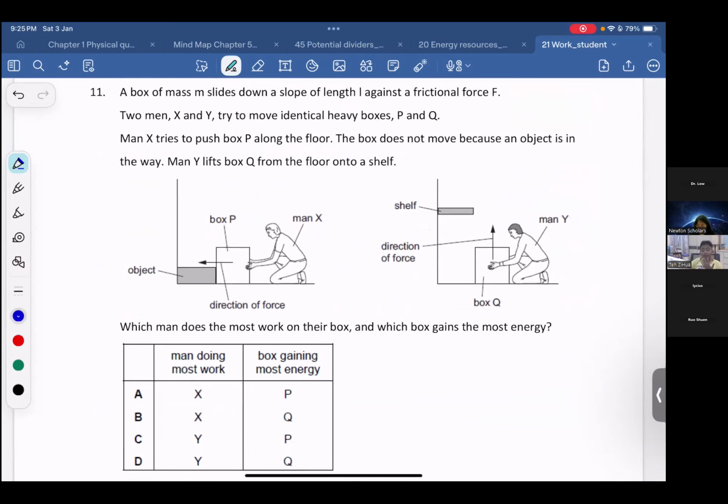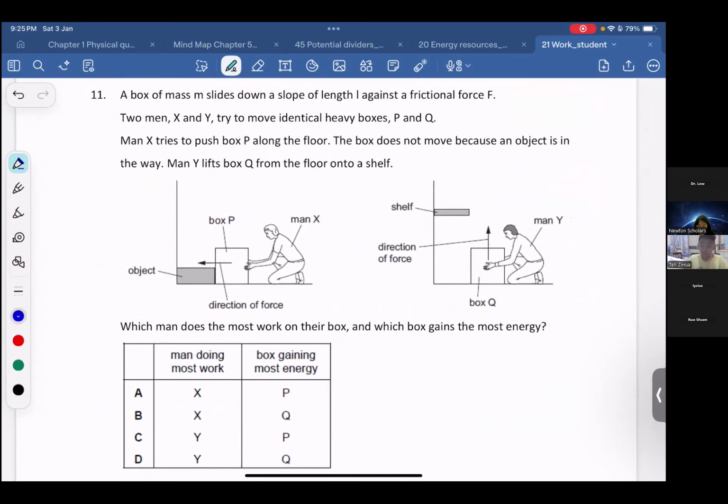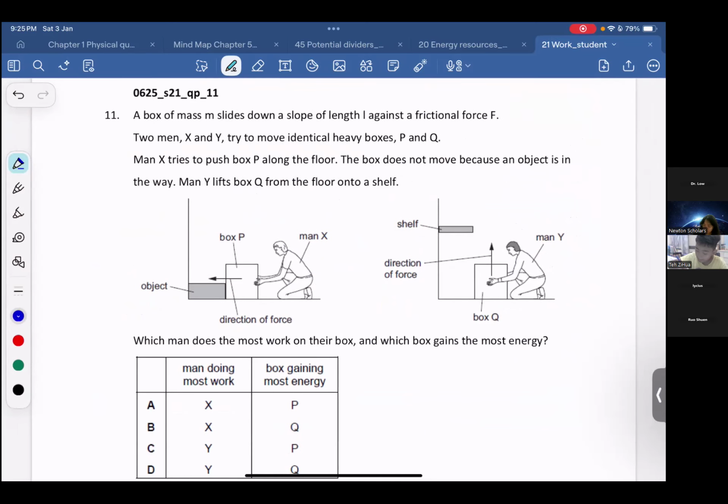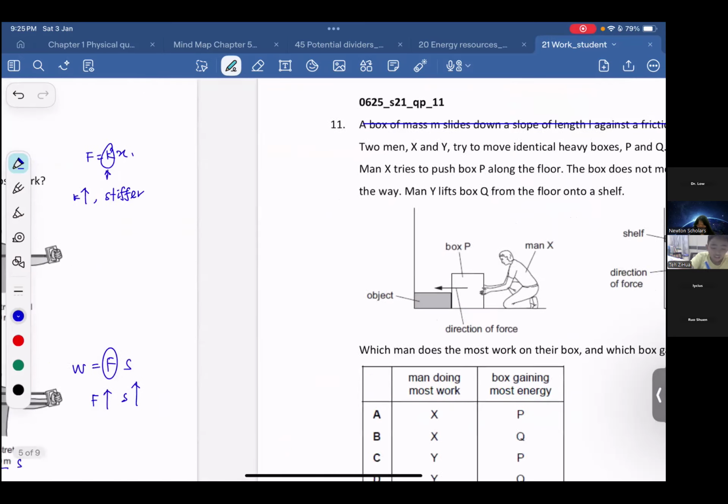Oh, wait. Okay. This sentence cancel. This sentence cancel. This is the last question here.